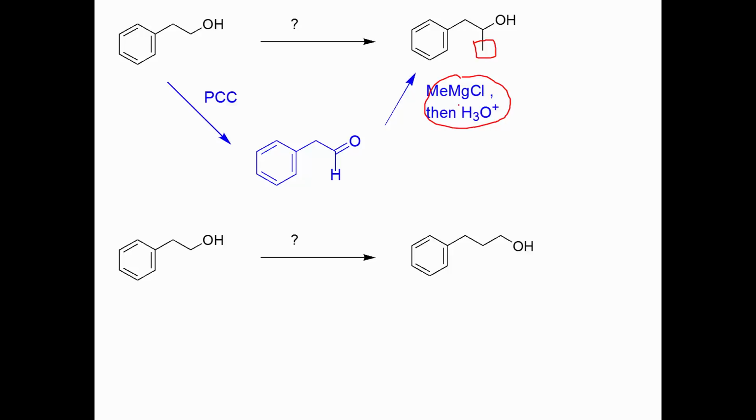Here's another one. Recognize that here we have two carbons between the phenyl ring and the OH group. Here we have three. We're still going to have to use this Grignard chemistry, but we're going to use it differently here. We're going to think about this as actually being from formaldehyde.